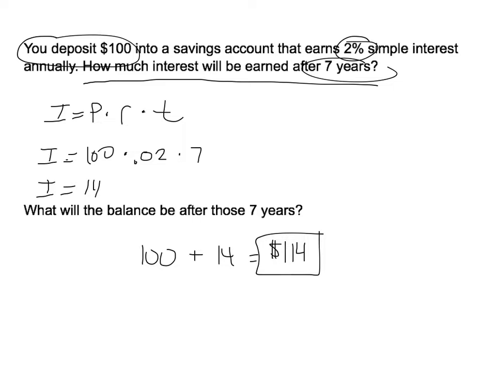Now, the unfortunate reality is most savings accounts are not going to pay you that much interest. They just don't earn that much. If you want to earn money in investing, you probably want to invest in stocks and bonds and stuff like that. A general savings account at the bank isn't really going to pay you much.